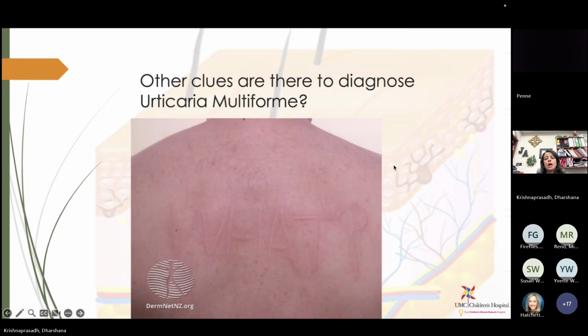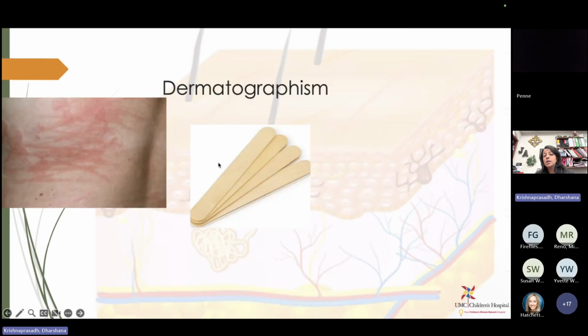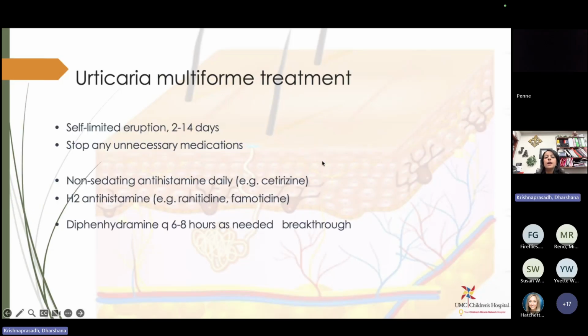I was talking briefly about dermatographism. This is what it looks like, where if you write or draw on a person's skin, they can wheal up, and that's what that's called. You can just use one of the tongue depressors to make scratches on their skin, and that stands out and can help you make the diagnosis as well.